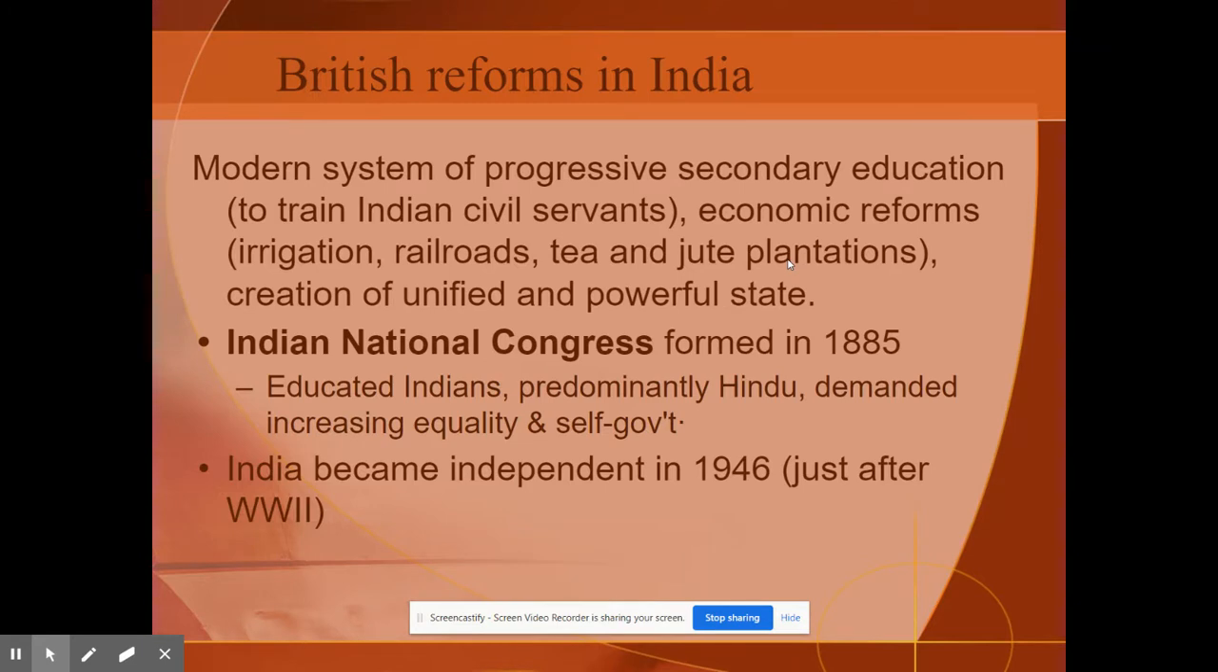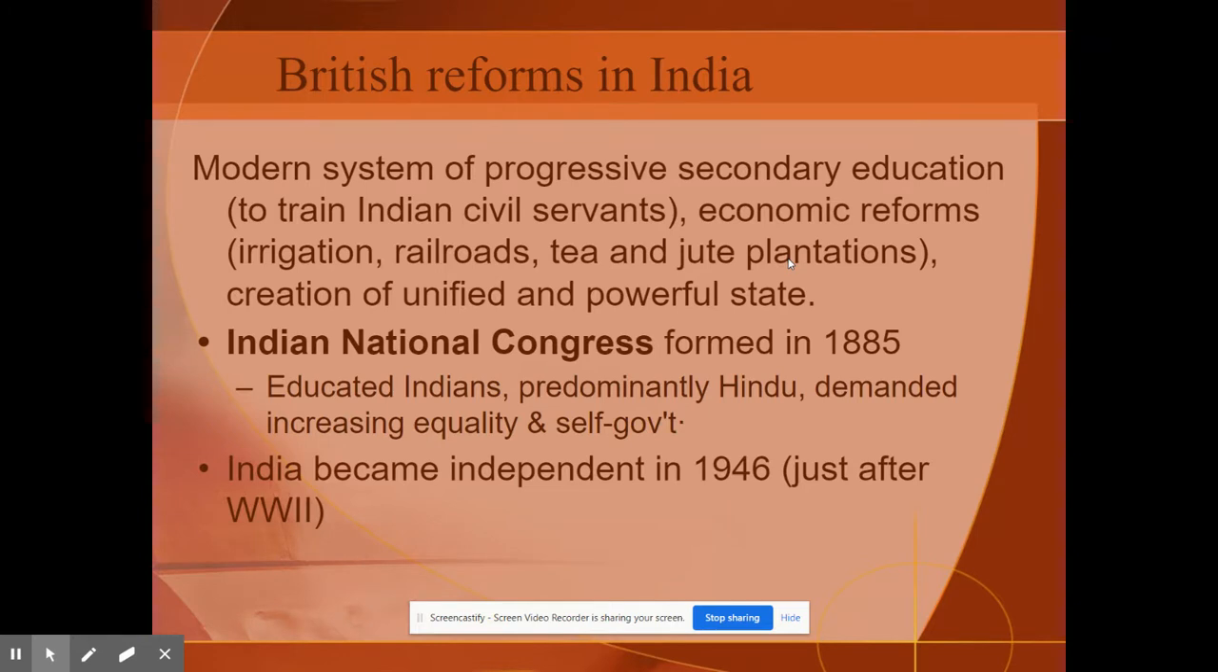The British are the ones doing this, and that led to the formation of the Indian National Congress, which are these educated Indians. One, obviously, Mahatma Gandhi, were pushing for equality and self-government of India. Notice that many of them are Hindu. They're predominantly Hindu, and that's what's going to lead to the assassination of Mohandas Gandhi.